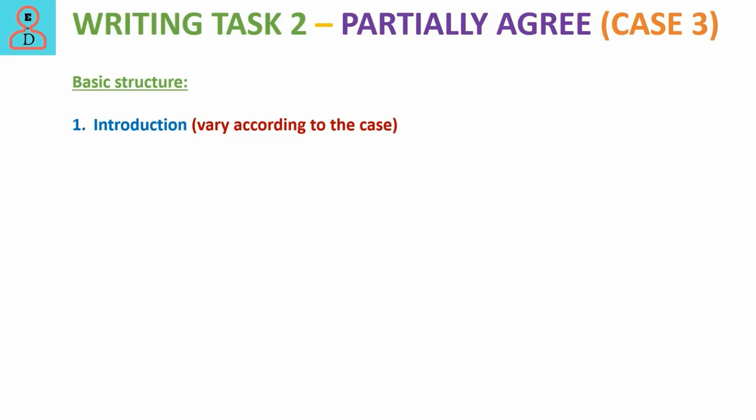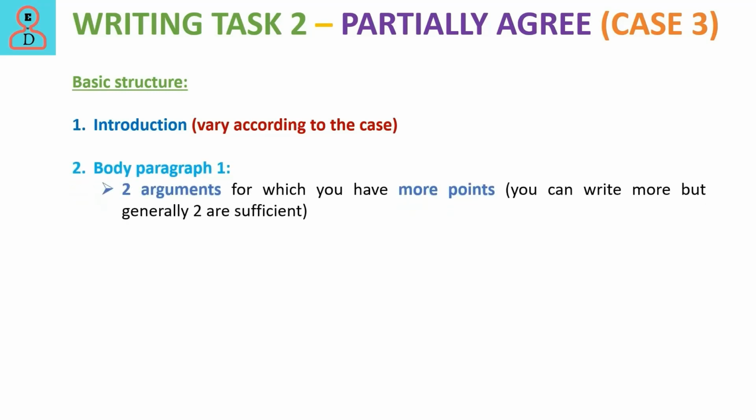Next are the body paragraphs. Now listen and watch very carefully. While planning your essay, you need to write points both in favor and against, since you partially agree with the statement. So, the side for which you have more points should be discussed in the first body paragraph. For example, if you have more points in favor of the statement, then discuss the arguments that support the statement and try to write at least 2 arguments with examples.